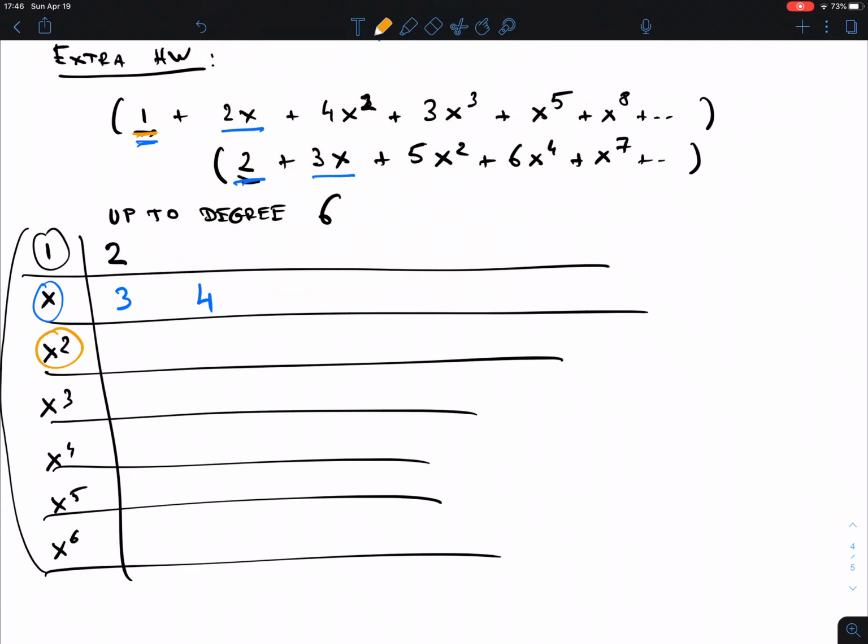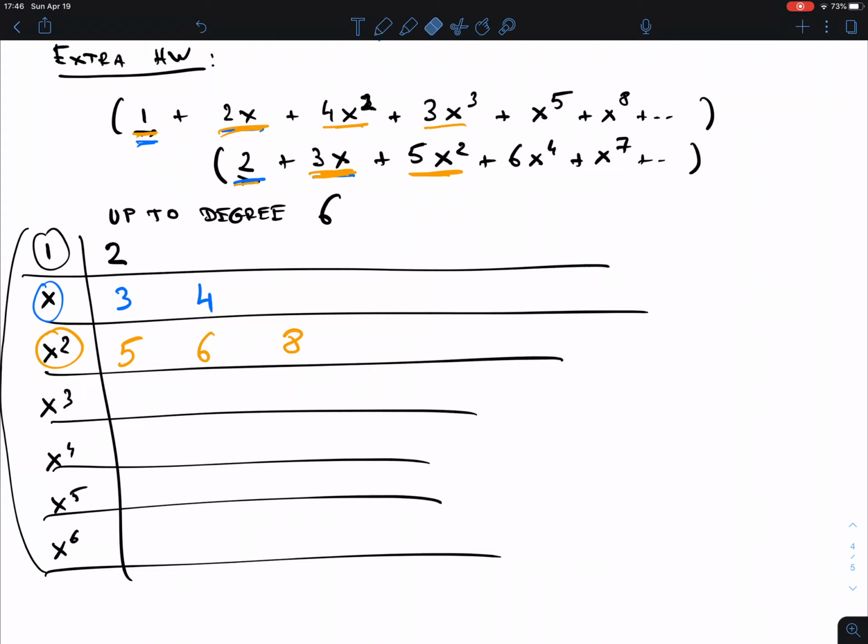With 1, I can combine this with this 5x squared, so this is 1 times 5, that's 5. What about 2x? I can combine it with this 3x, right? If I multiply the coefficients, I get a 6. What about 4x squared? If I multiply it with 2, I get 8. X cubed obviously is not going to help me anymore.